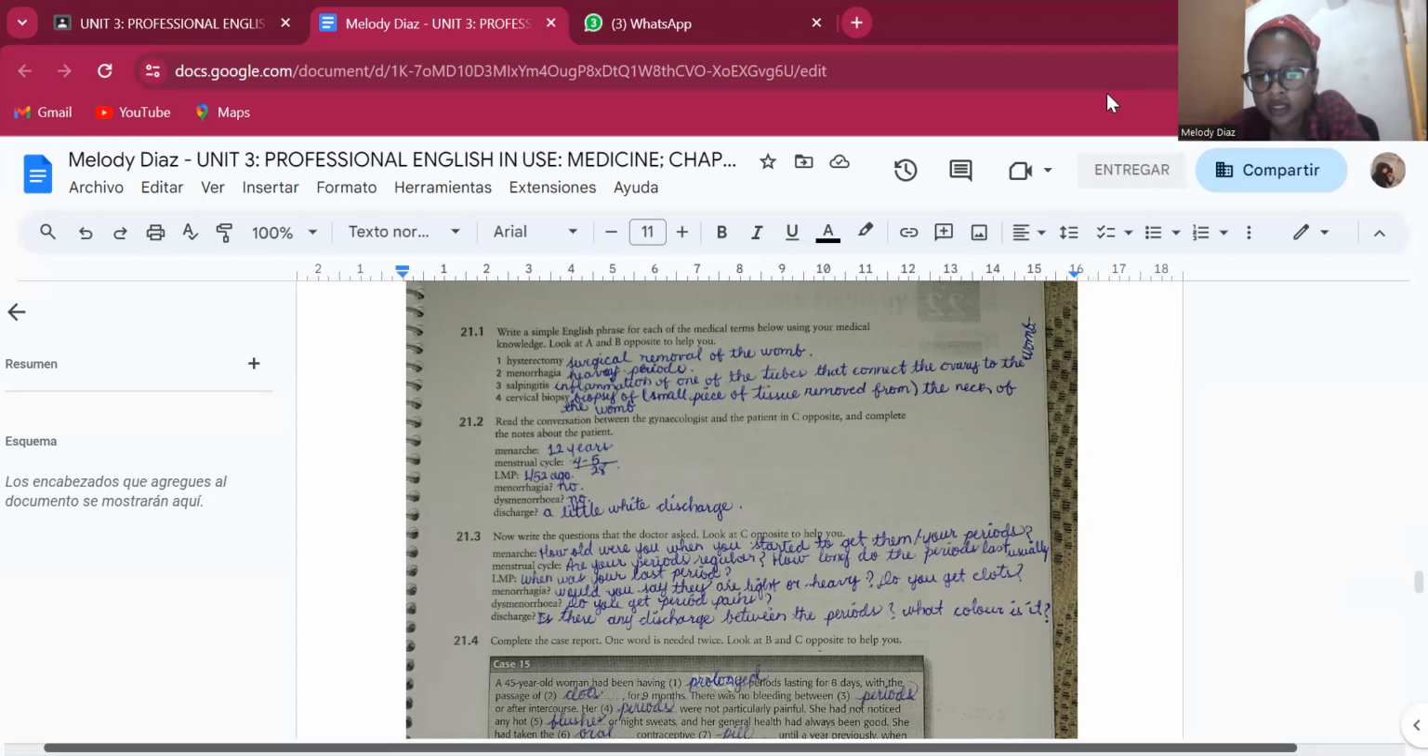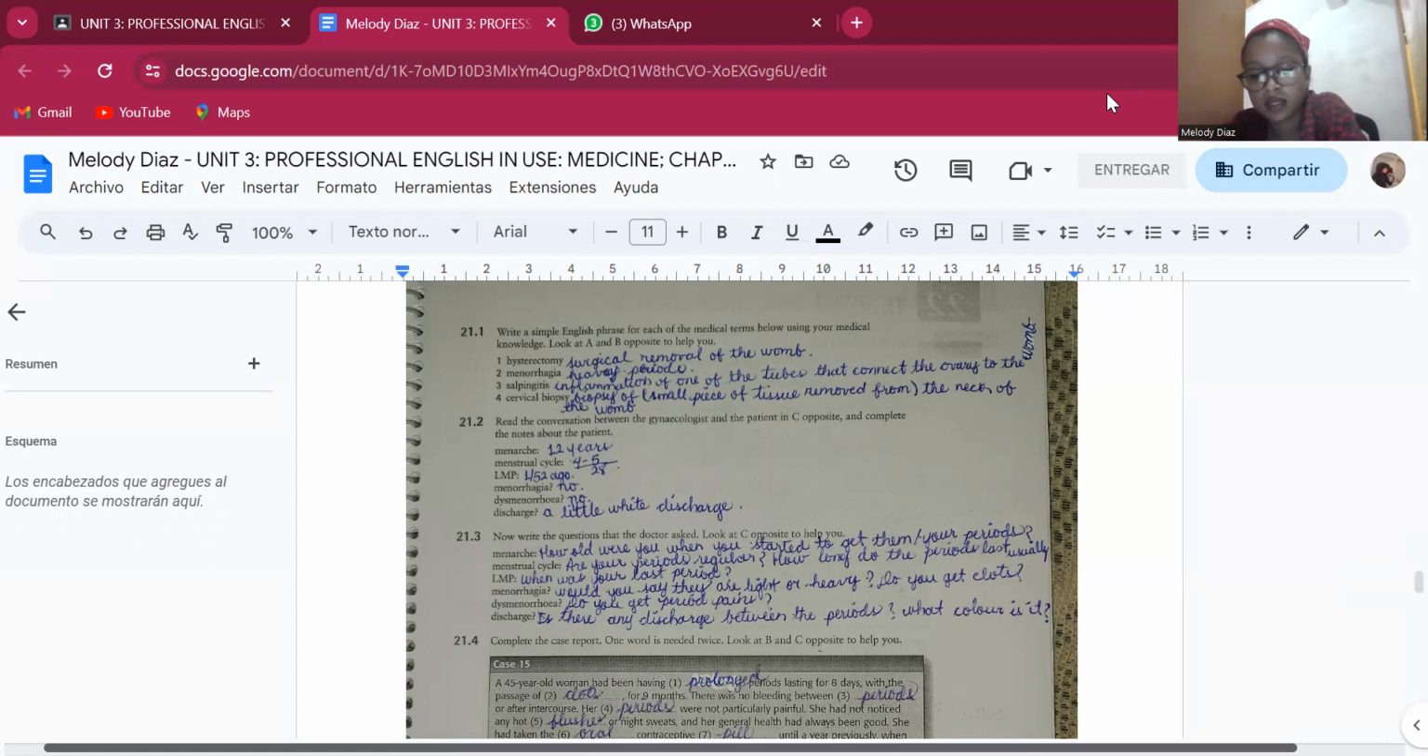Now write the questions that the doctor asked. Look at the notes opposite to help you. Menarche: how old were you when you started to get your periods? Menstrual cycle: are your periods regular? How long do the periods last usually? Last menstrual period: when was your last period? Menorrhagia: would you say they are light or heavy?